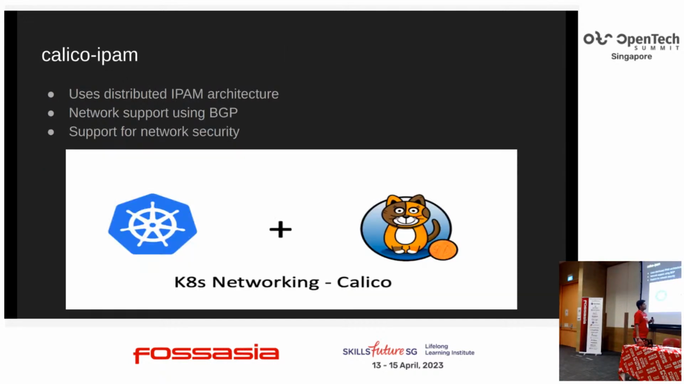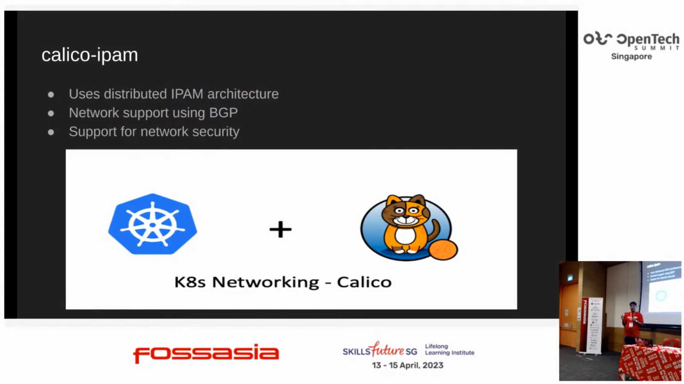One of the third-party CNI plugins that I have been working on and used is Calico IPAM. It is a completely open source plugin, and it has certain key features because of which it is widely used as one of the most sought-after network plugins. It uses a distributed IPAM architecture, meaning for every node there would be a separate and specific IP pool, not at the cluster level, but at the node level.